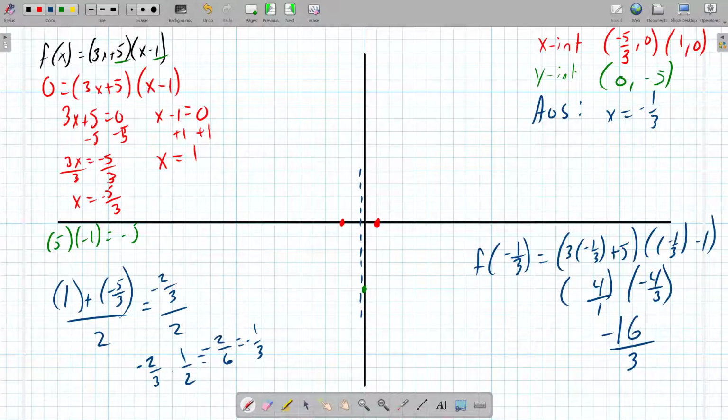So negative 16/3 is a little bit more than negative 5. So we're right down here. Now we just have to connect all of our points.